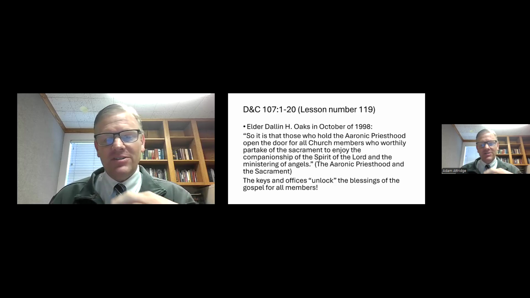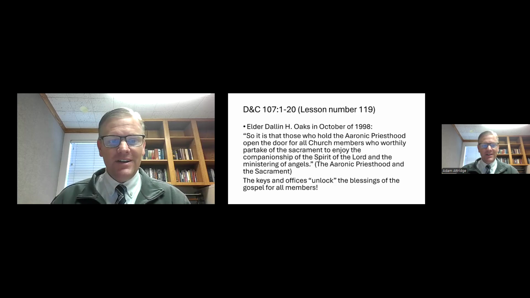Elder Dallin H. Oaks gave a talk in 1998 where he talked about the blessings of the sacrament. And he said, "So it is that those who hold the Aaronic priesthood open the door for all church members who worthily partake of the sacrament to enjoy the companionship of the Spirit of the Lord and the ministering of angels." Now, in that whole talk, we talk about how young men hold these keys. He said, yes, they technically hold those keys, but the whole purpose of the keys is to unlock those doors for every member who takes the sacrament.